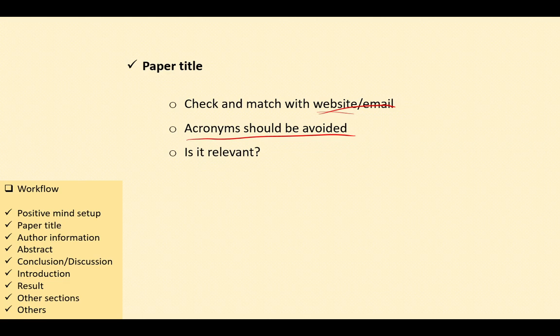Yeah, change the title. Also, you need to check the title is relevant or not. So you will understand after reading the whole paper. Once you read the whole paper, then look at the title and say whether it is relevant, whether it is matching the actual topic or not.